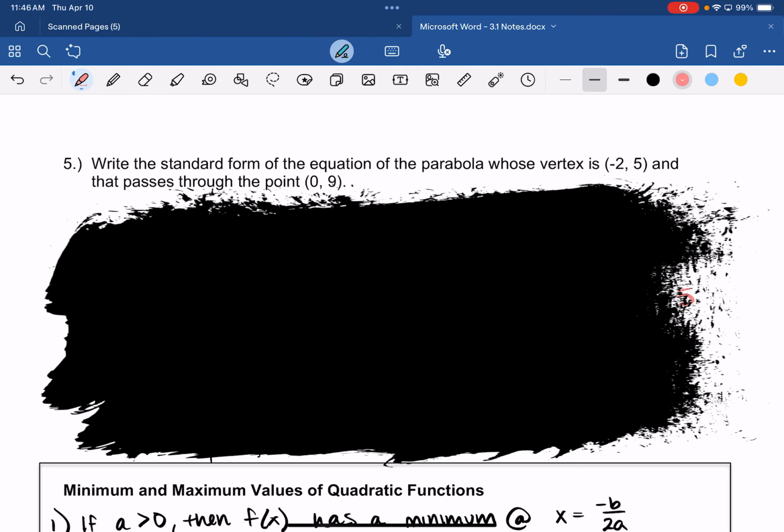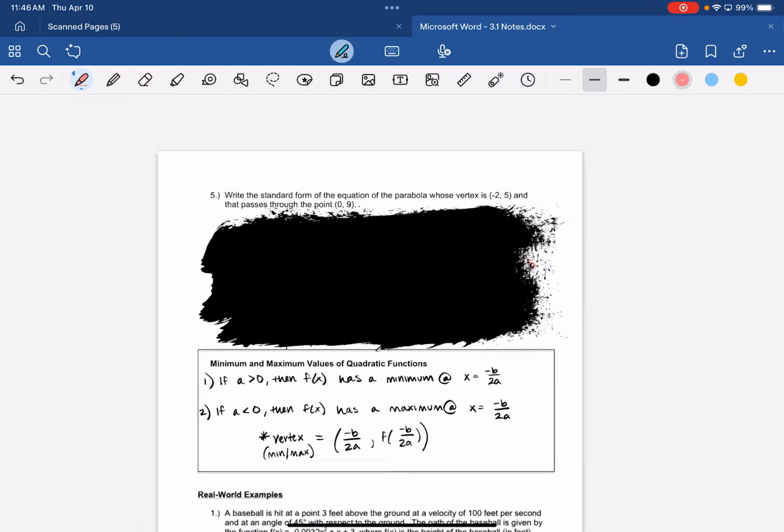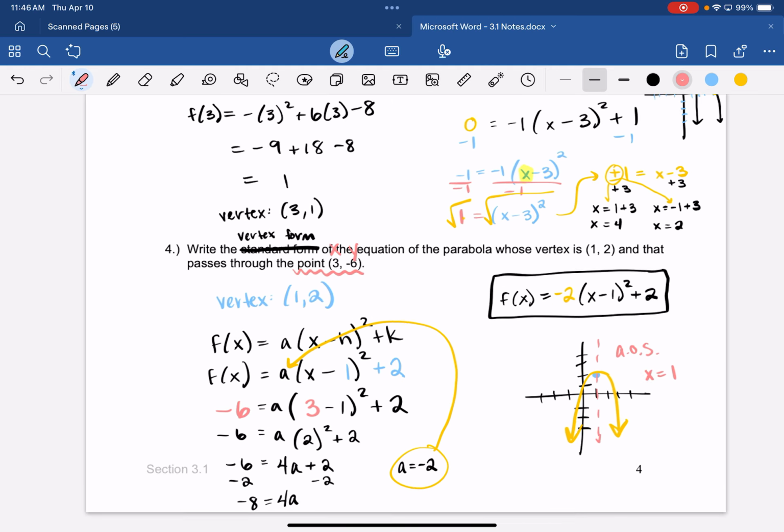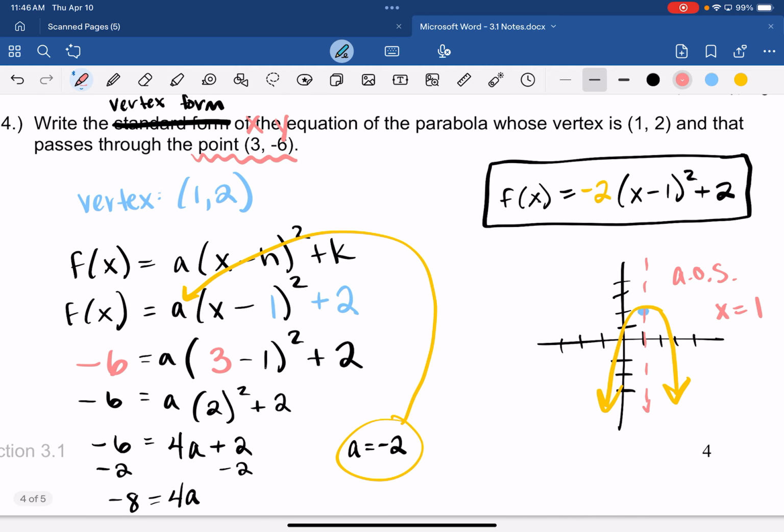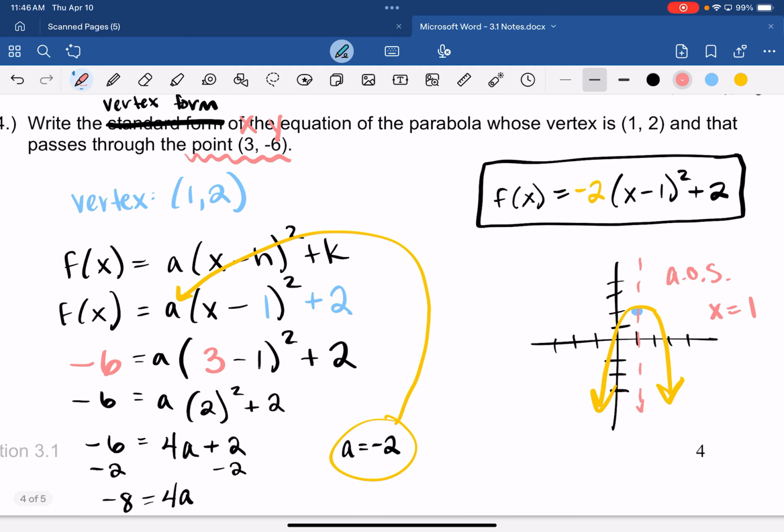Number 5, just like the one we just did. I give you 2 points. Write the vertex form. Don't worry about graphing it, we'll just find our vertex form here. I'll leave up my work from the last one, so if you get stuck, here's the work that we just did, color coded. If you need to refer to that, you can.